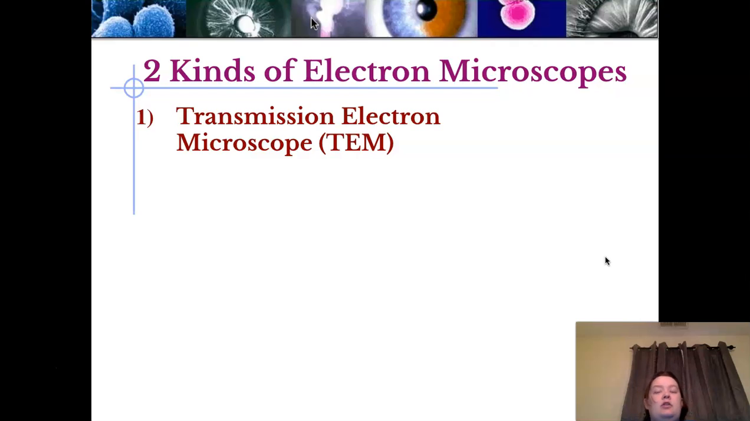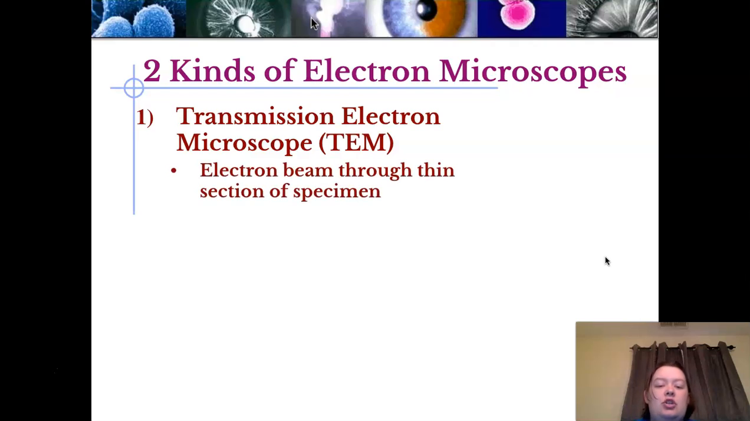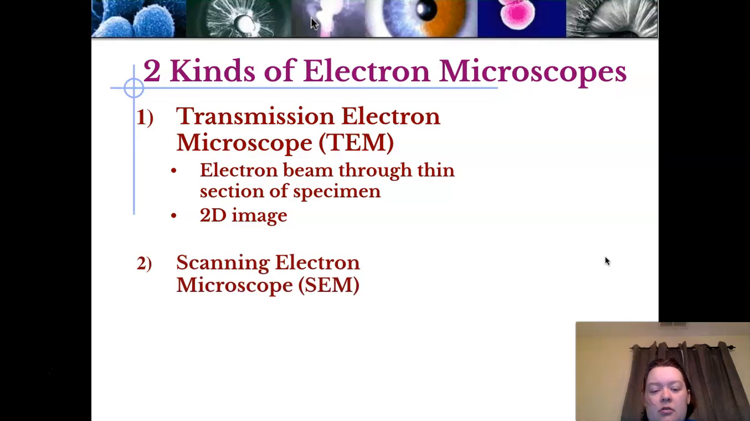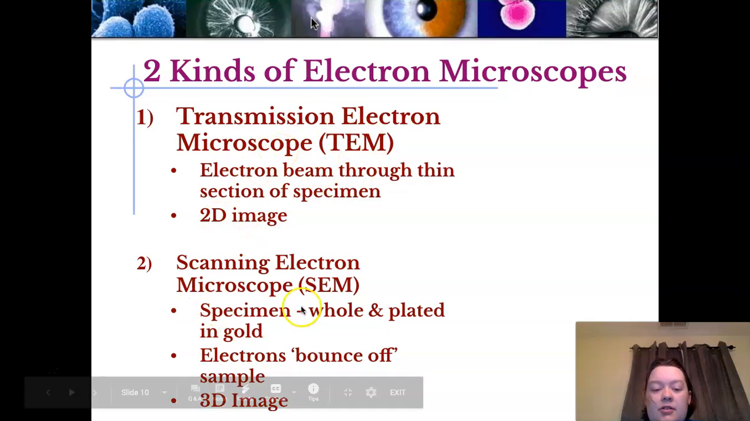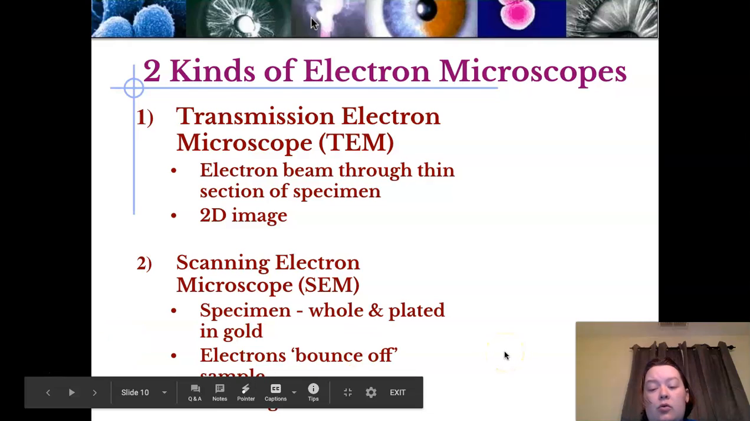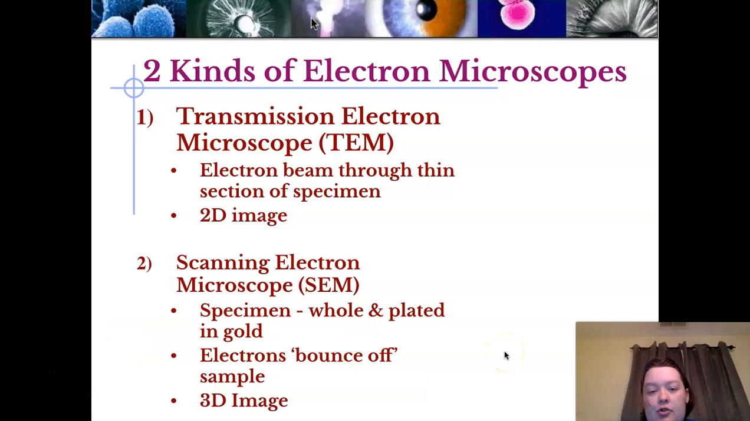There are two kinds of electron microscopes. We have the transmission electron microscope, which uses a beam of electrons to go through a thin section of a specimen. The image is only two-dimensional. Versus the scanning electron microscope, where the specimen is whole, so you get to see the whole specimen. It's often plated in gold, and it bounces electrons off of the sample to create a 3D image. So the main difference is that with the transmission electron microscope you see only a section of a specimen and the image is two-dimensional, versus the scanning electron microscope, where you get to see your whole specimen in a 3D image.